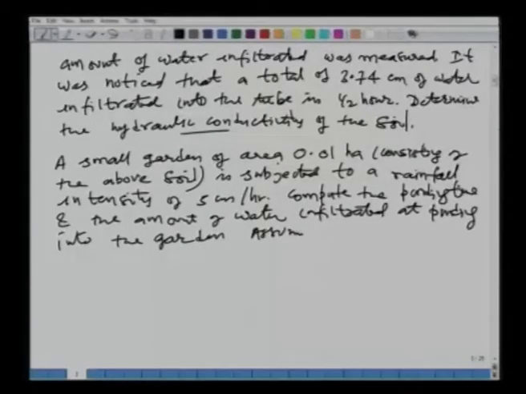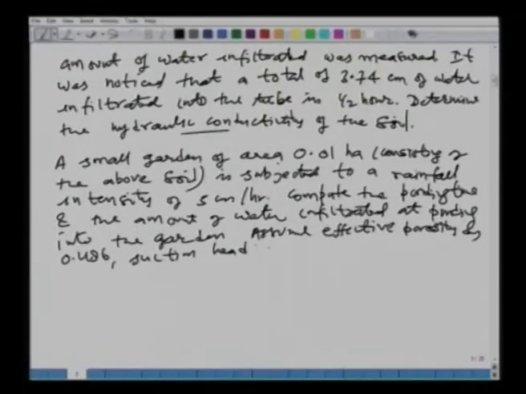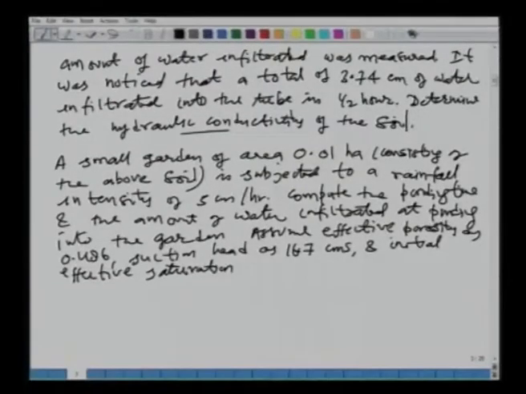Assume the effective porosity as 0.486, the suction head as 16.7 centimeters, and the initial effective saturation, which as you know is denoted as SE, as 30% when the rainfall started.